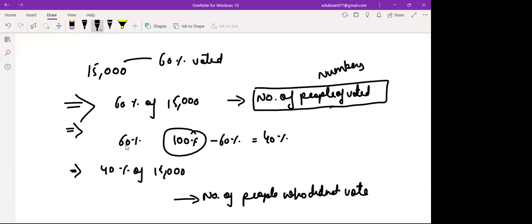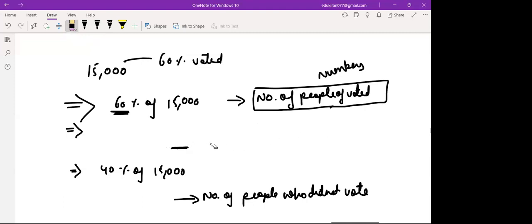Right? Then what you have to do, see, 60% voted, right? But you don't know how many people didn't vote. So the total percentage is 100%. From 100% people, 60% people voted. So how many people didn't vote? 40% people didn't vote. Right? So you will subtract. 100% minus 60%. I hope the first step is clear to everybody, right? Yes, ma'am.